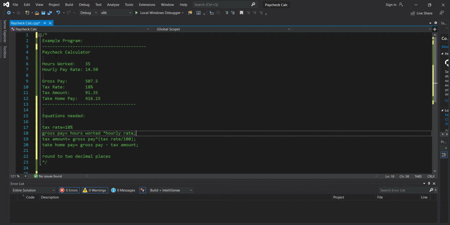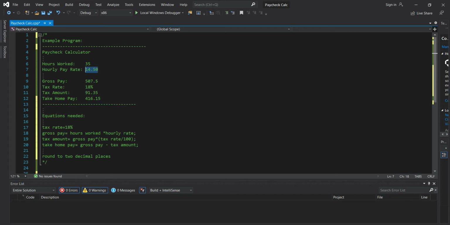So we're going to print out Paycheck Calculator. Then we're going to say hours worked. The user is going to input this value, so this value is going to change from one program execution to another. And then we're going to do the same thing with hourly pay rate, and the user will enter this value. It can be a different number. It can be $17. It could be $9 or $9.50.